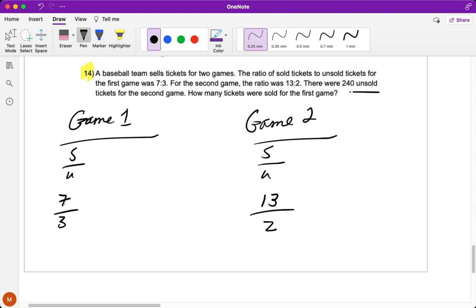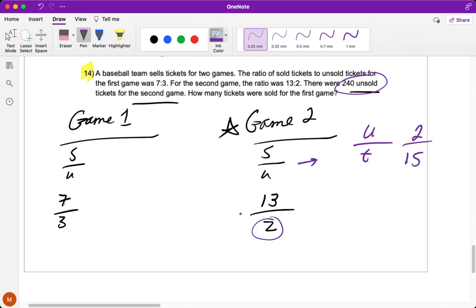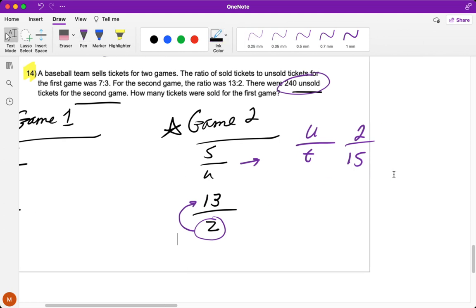And since they tell me how many unsold tickets there were for the second game, using game 2, I can figure out how many total tickets there are. So I'm going to manipulate this ratio. Instead of sold to unsold, I'm going to do unsold to total, because they give me sold and unsold. So the ratio of unsold tickets to total tickets is 2 to 15, because we know there were 2 unsold parts and 13 sold parts, so the total is 15.